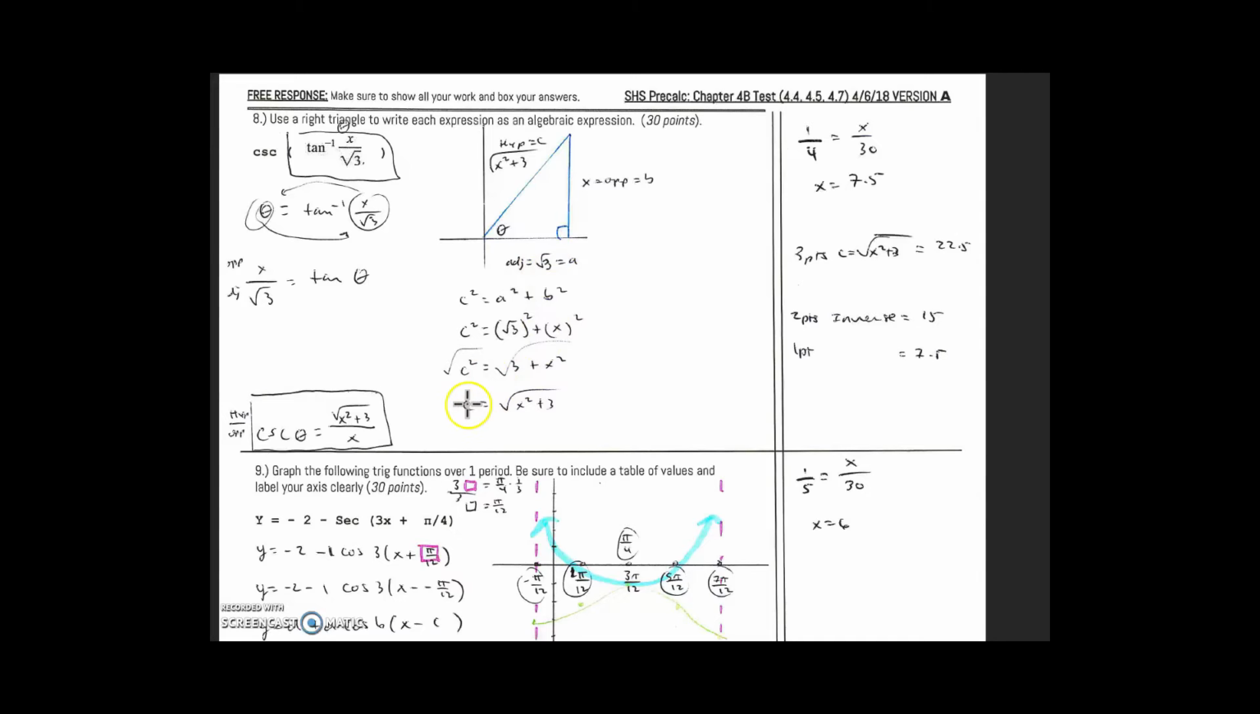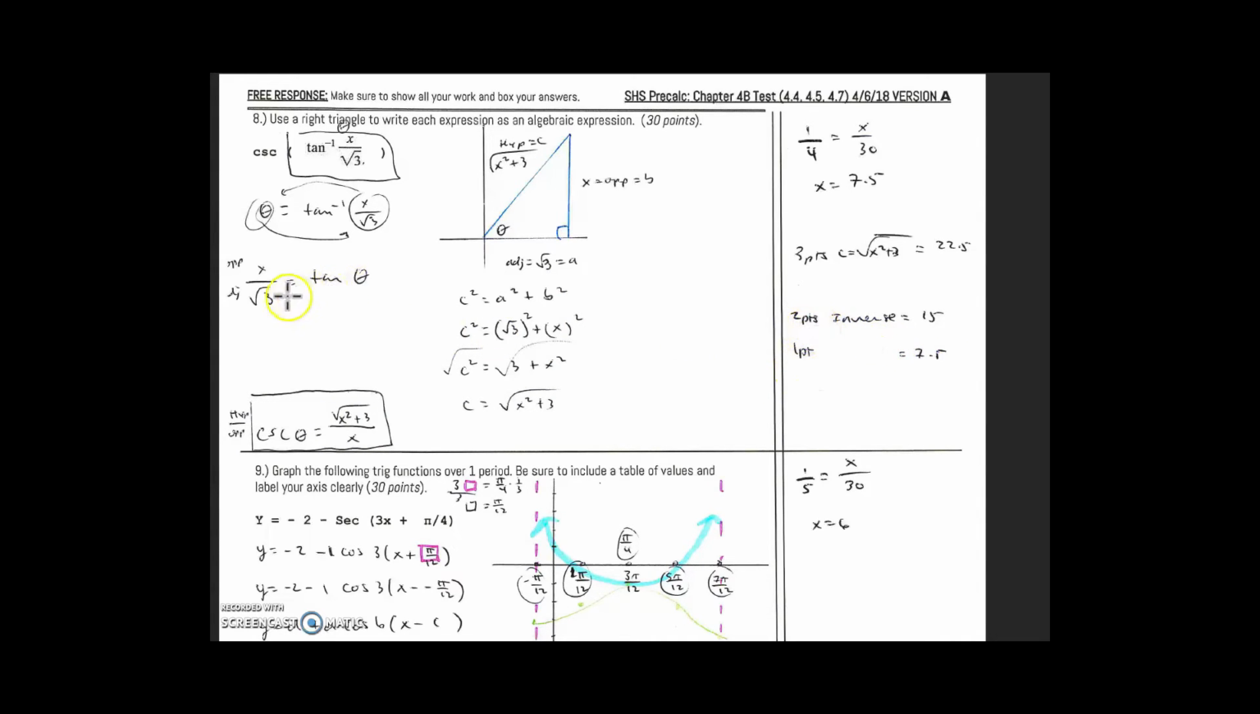From there, since my C value is square root of x squared plus 3, don't be tempted to simplify that there. We're looking for cosecant, which is the hypotenuse over the adjacent, so that would be square root of x squared plus 3 all over x. One point for trying.